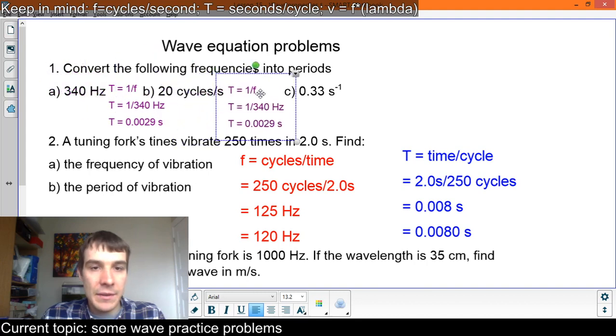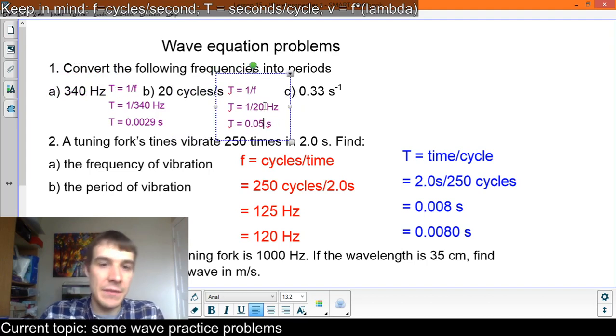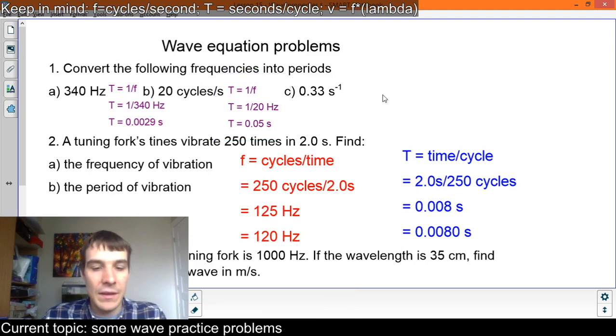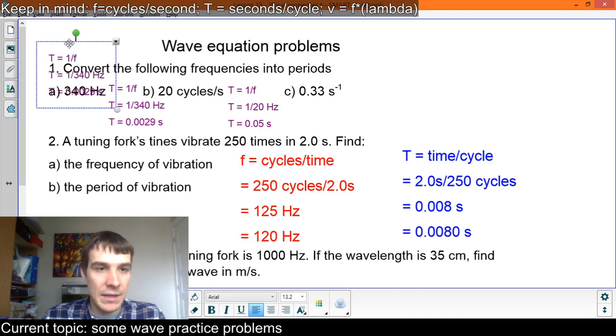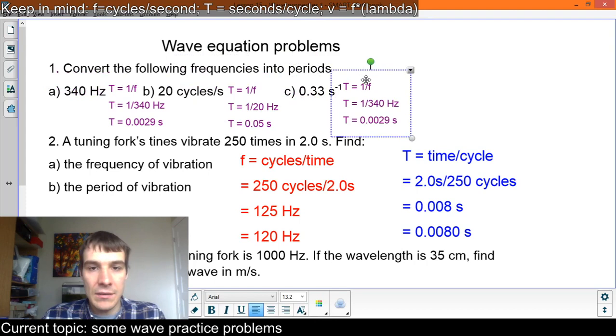Exactly the same setup, except instead of 340, we have 20. 20 hertz, and 1 over 20 is 0.05 seconds. And we only have 1 significant digit, so we only leave 1 significant digit. This one, 0.033 seconds to the -1. Oh no, it's less than 1.